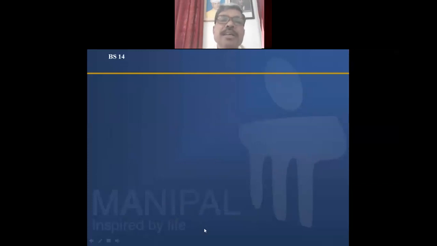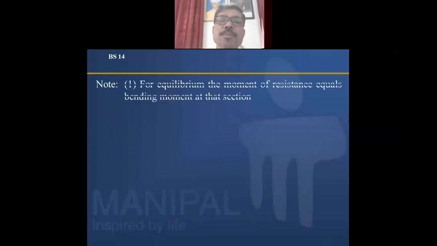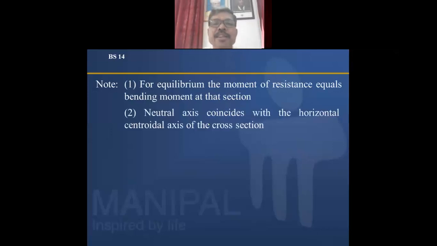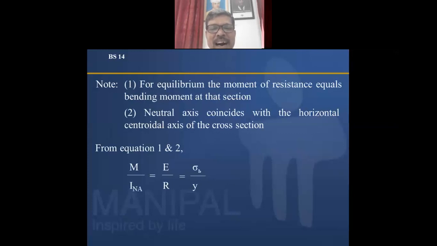So from this I can conclude, from equilibrium the moment of resistance equal to bending moment at the section. Neutral axis coincides with the horizontal centroid axis of the cross section. From equation 1 and 2, M by I is equal to E by R is equal to sigma by Y. So this is called bending formula. So how to remember this formula? M by I is equal to sigma by Y is equal to E by R.